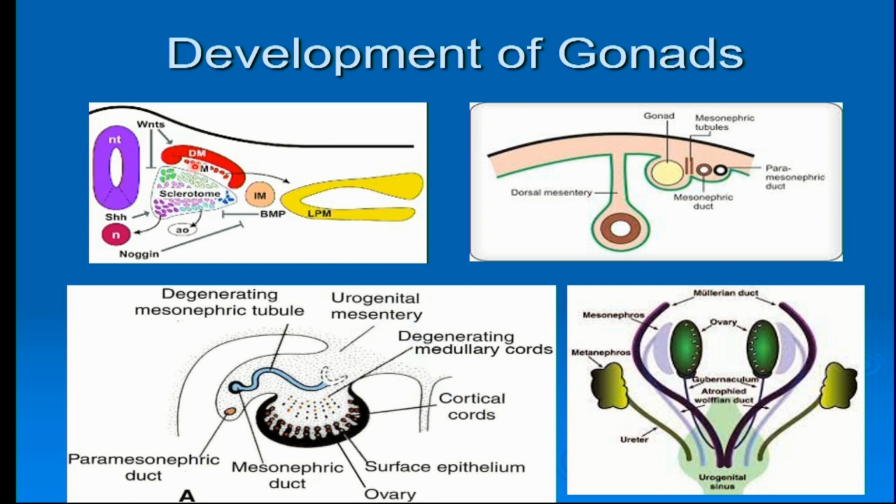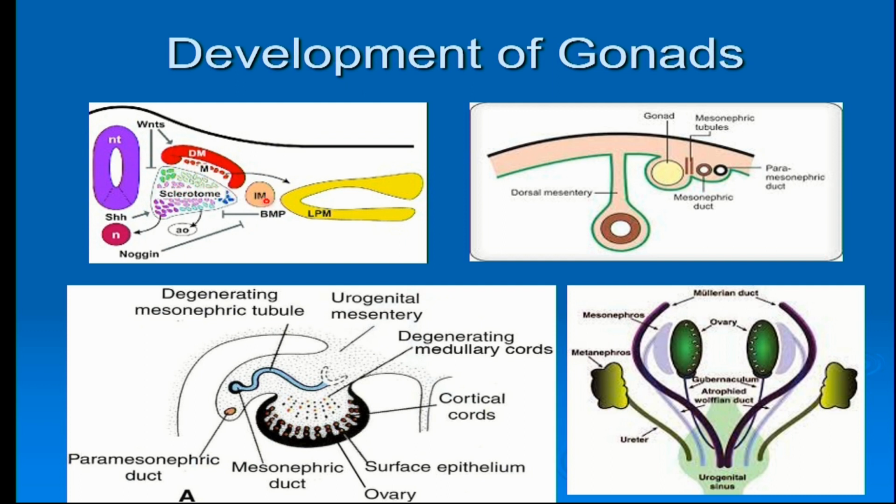So mesoderm has paraxial, intermediate and lateral plate, three parts. Paraxial means by the side of the axis, by the side of the notochord. This paraxial mesoderm divides into sclerotome, dermatome and myotome. Sclerotome forms vertebrae, dermatome migrates and forms dermis, and myotome forms the skeletal muscles. So this is paraxial mesoderm.